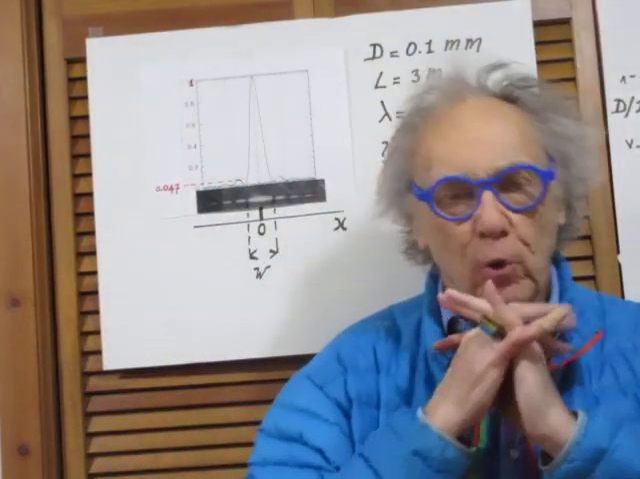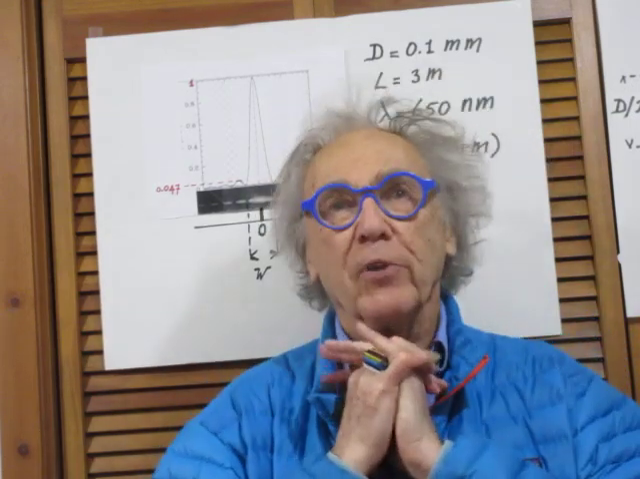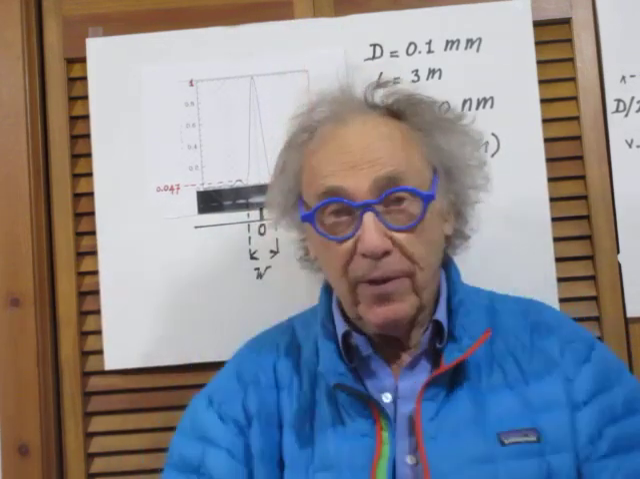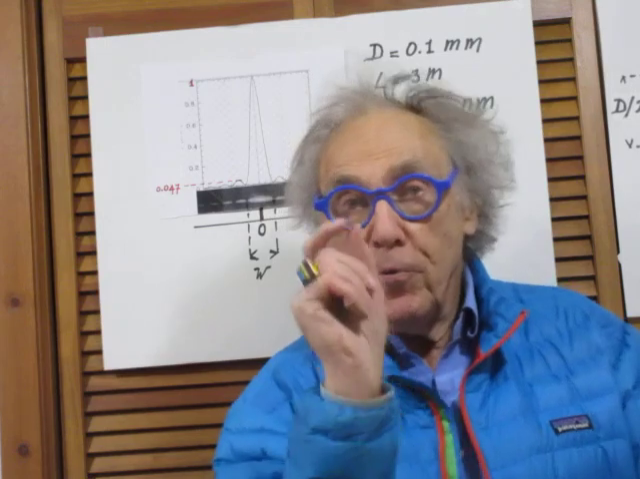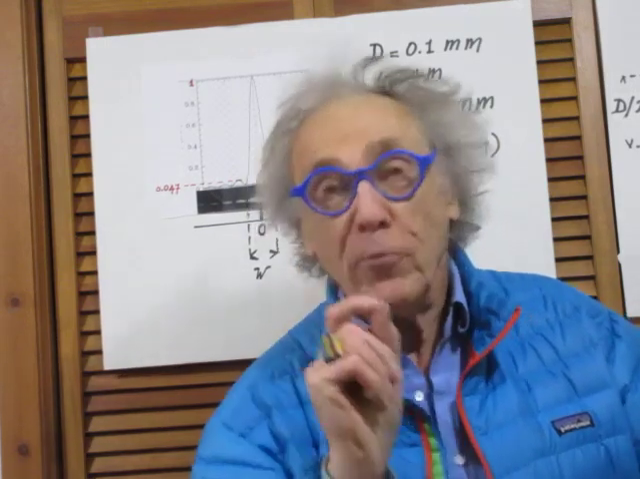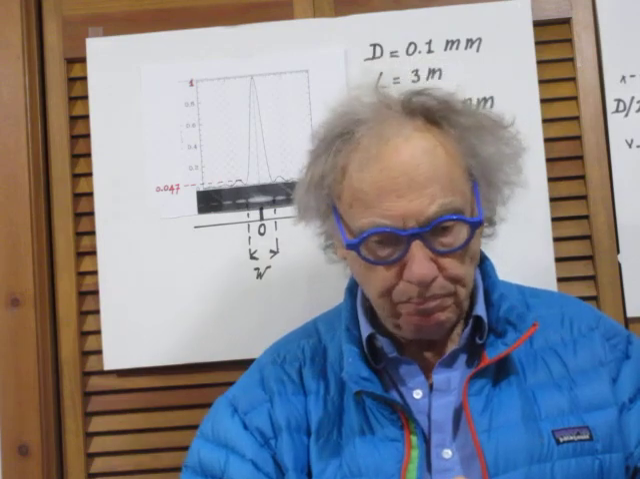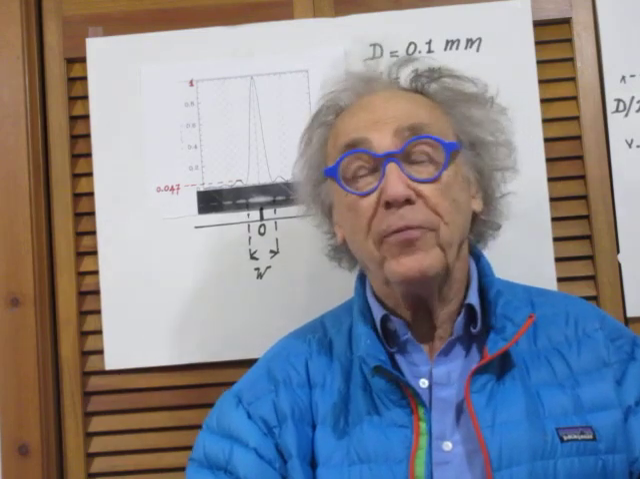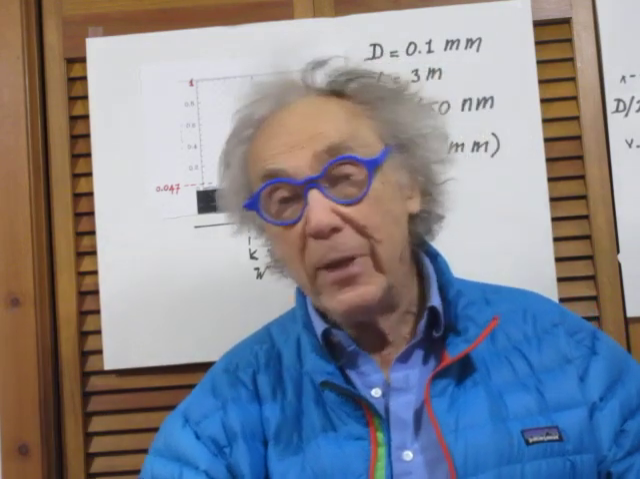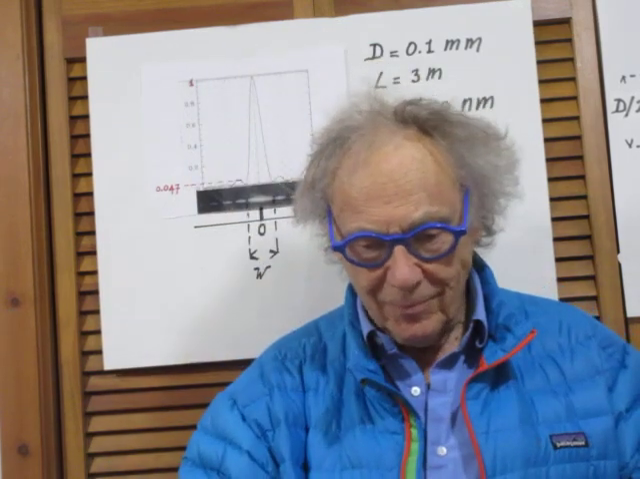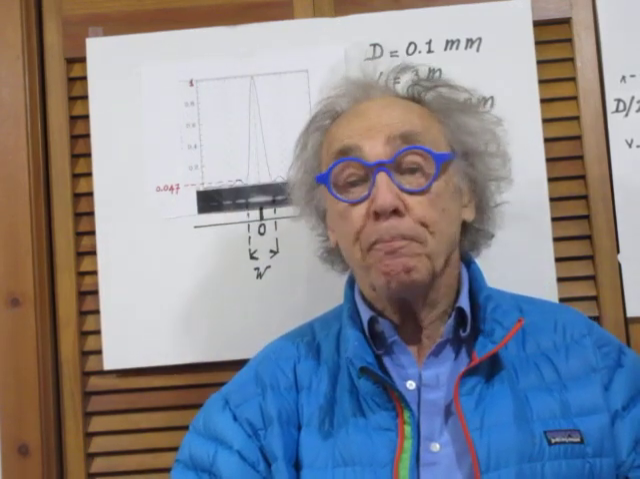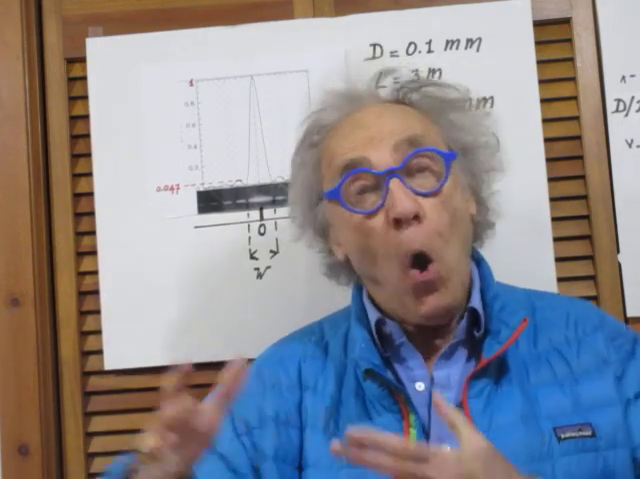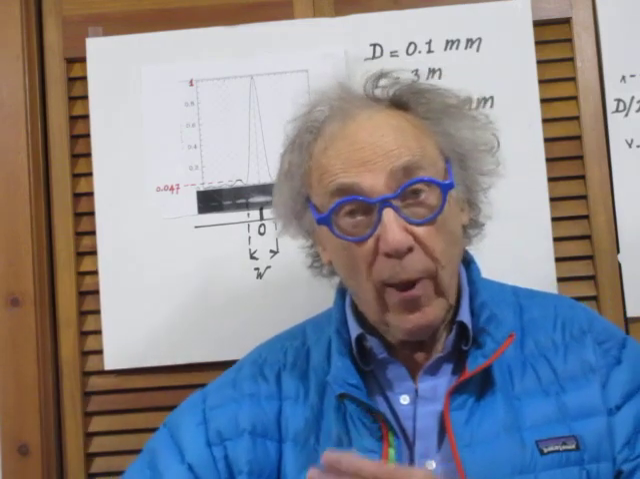I want to discuss with you the solution of our single slit diffraction problem. We have a vertical slit, very, very narrow, opening only 0.1 millimeters. We shine a red laser on it, 650 nanometers wavelength. And we look at the diffraction pattern on the wall, which is 3 meters away from the slit.